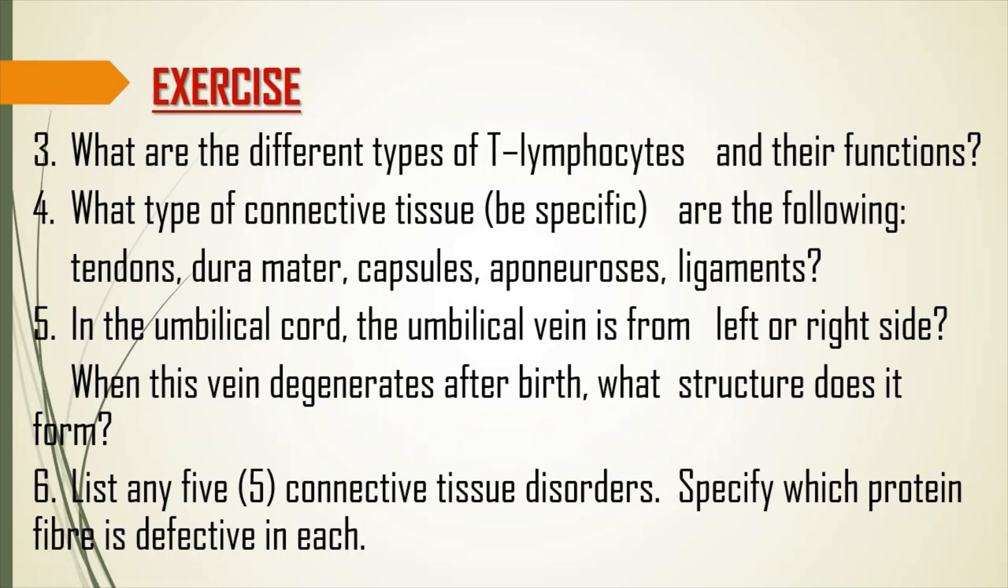Number four, what type of connective tissue, to be specific, are the following? The tendons, the dura mater, the capsule, aponeurosis, and the ligaments. Question five, in the umbilical cord, the umbilical vein is from left or right? Which side? Is it the left or the right? And then when the umbilical vein degenerates after birth, what structure does it form? What is the remnant of the umbilical cord? Number six, list any five connective tissue disorders. Specify which protein fiber is defective in each. So this is very, very important.